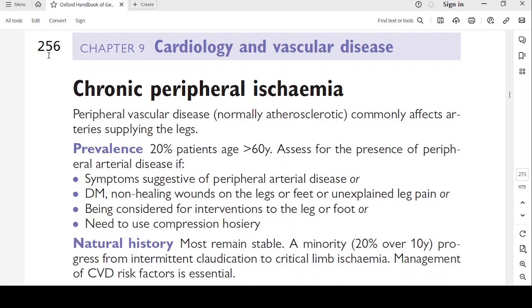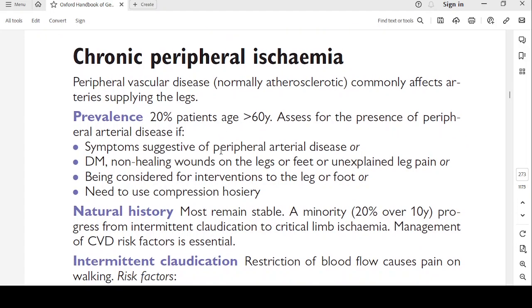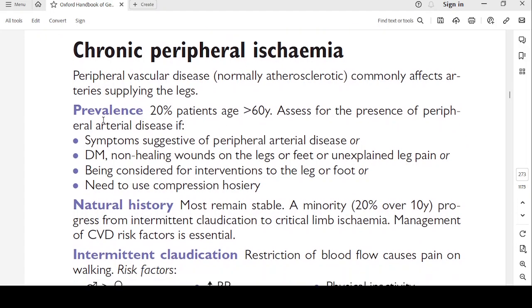Next topic is page number 256, chronic peripheral ischemia. Peripheral vascular disease, normally atherosclerotic, commonly affects the arteries supplying the legs. Prevalence: 20% of patients aged more than 60 years have peripheral artery disease. Assess for presence of PAD.